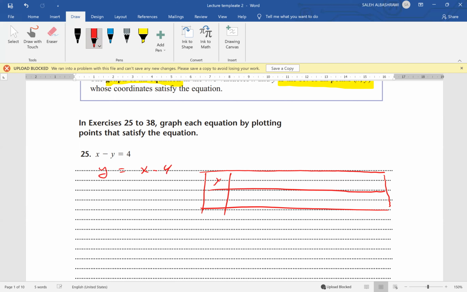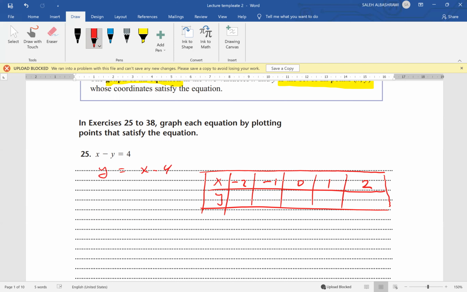I have two variables, x and y. 1, 2, 3, 4. I will choose 5 points. For x, I'm going to choose different values, any values. I will take random values for x. So for that, I will take x to be minus 2, minus 1, 0, 1, and 2. And I consider x as the independent variable.